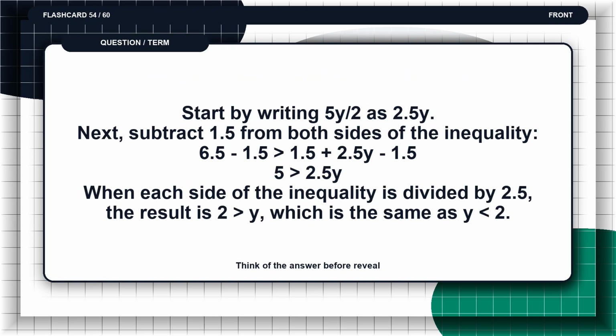Flashcard 54. Start by writing 5y/2 as 2.5y. Next, subtract 1.5 from both sides of the inequality: 6.5 - 1.5 + 2.5y - 1.5 = 2.5y. When each side of the inequality is divided by 2.5, the result is y. Think of the answer before the reveal.